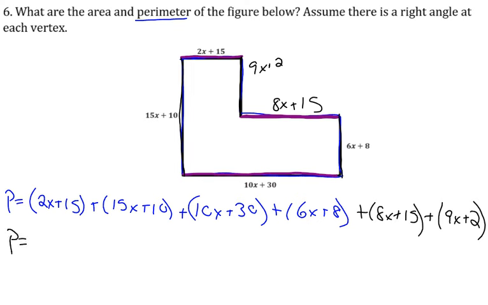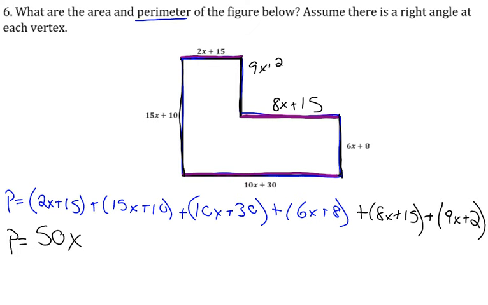Hopefully you have a calculator. 2 plus 15 is 17, plus 10 is 27, plus 6 is 33, plus 8 is 41, plus 9 is 50. So I'm adding 50 x's together.